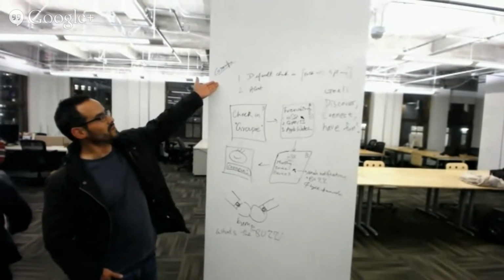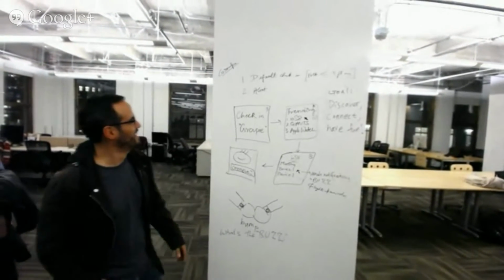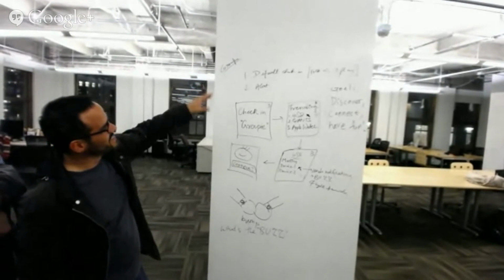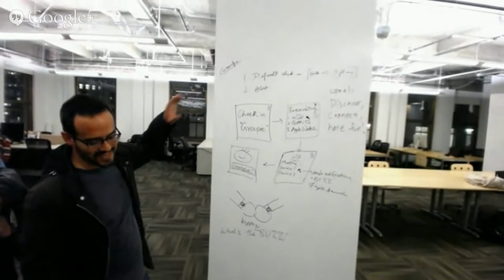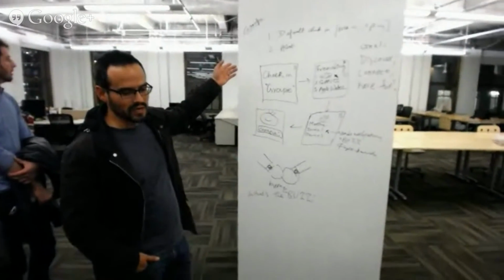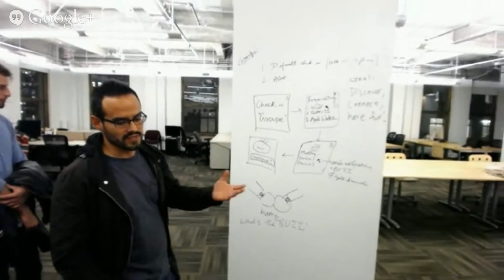And the idea is that it's called Groupie, and the idea is basically just using Bluetooth from your phone to connect you in a meaningful way when you're at an event.